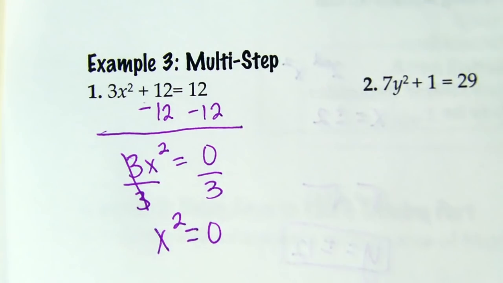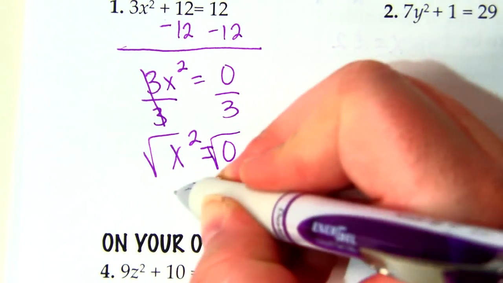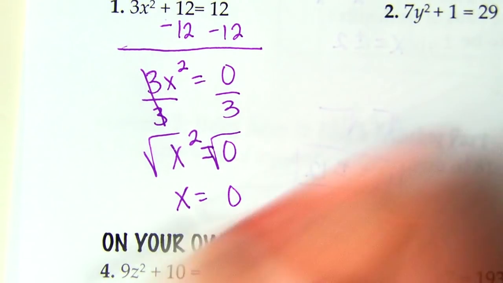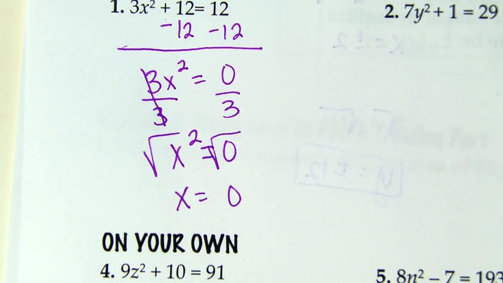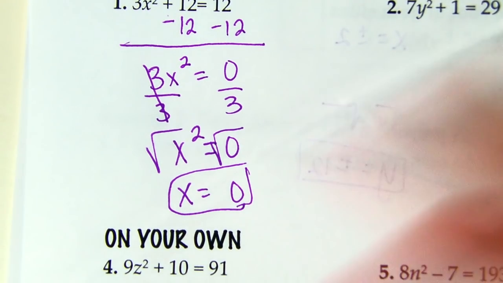And then the square root of 0, what times itself is 0, has to be 0. So this is really the only case that you don't need positive and negative, because 0 isn't positive or negative, so it's just 0. If you put positive, negative, I wouldn't count it off.